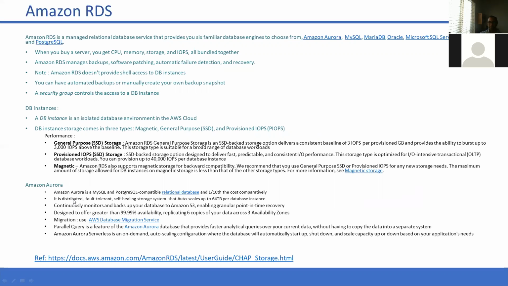So for that, they give a lot of additional benefits to customers when you use Amazon Aurora. What are those additional benefits? It is designed to be 99.99% available, and it has a replication of 6 copies across 3 availability zones. So what does this mean?